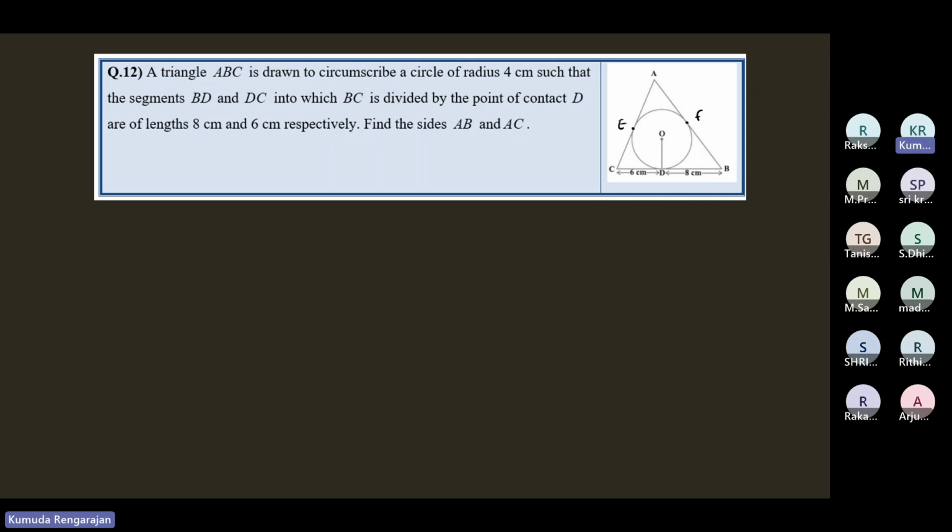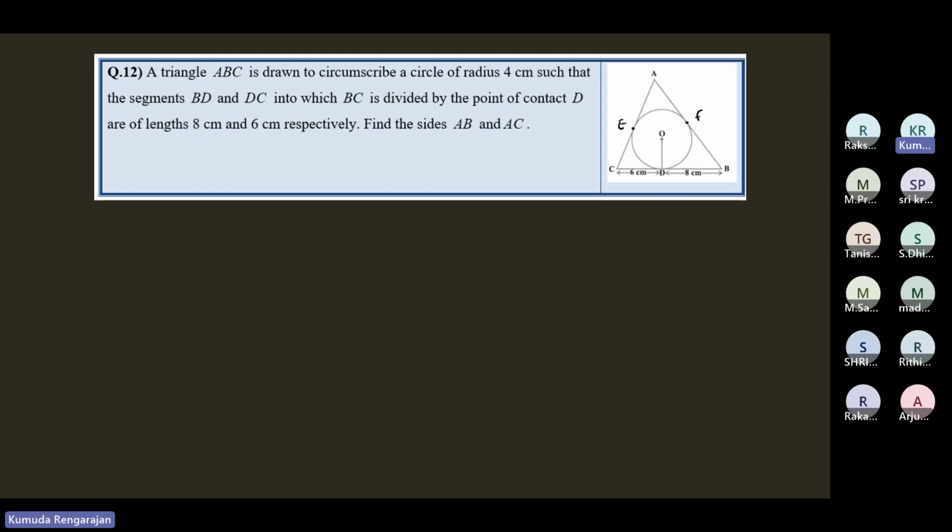BD and DC are segments of... Am I audible or not, children? BC, very good, BC. BD and DC are segments of BC. Okay, so BD and DC, into which BC is divided by the point of contact D, are of length 8 centimeters. So BD is 8 centimeters and DC is 6 centimeters.